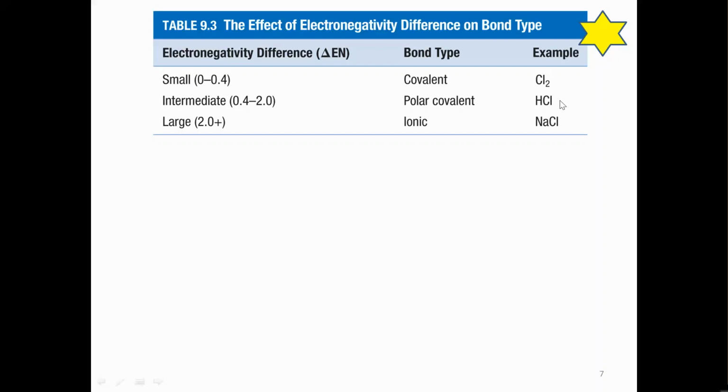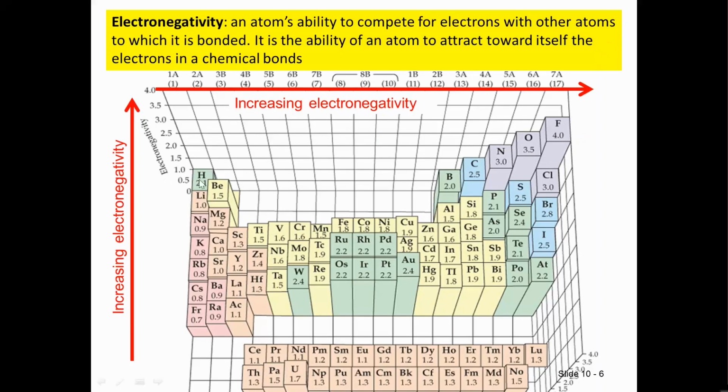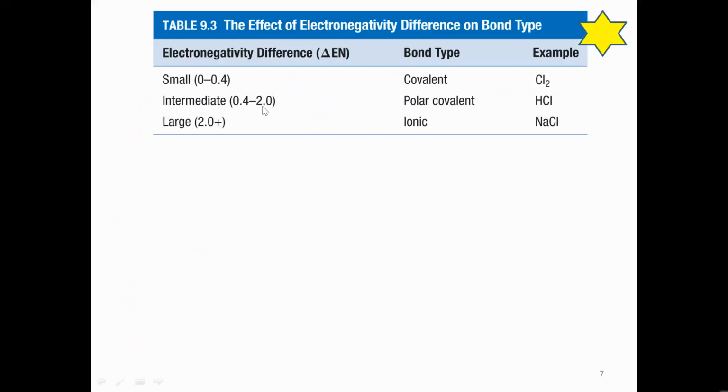I'd like to draw our attention back to the electronegativity table from earlier. Hydrogen has an electronegativity value of 2.1, while chlorine has an electronegativity value of 3.0. So the difference in electronegativity, 3.0 minus 2.1, is 0.9. So we have an intermediate electronegativity difference, and therefore this is a polar covalent bond.